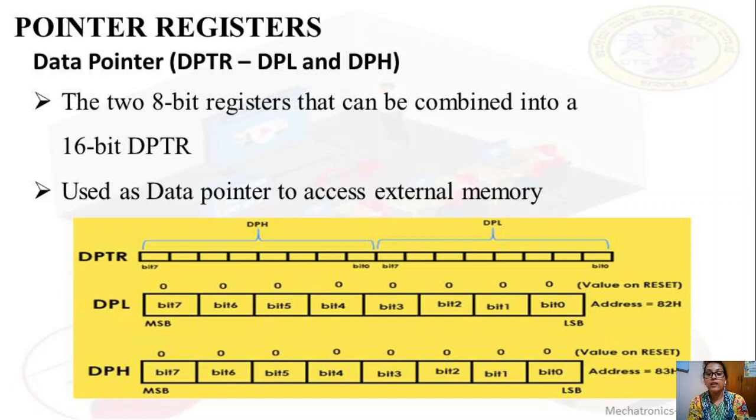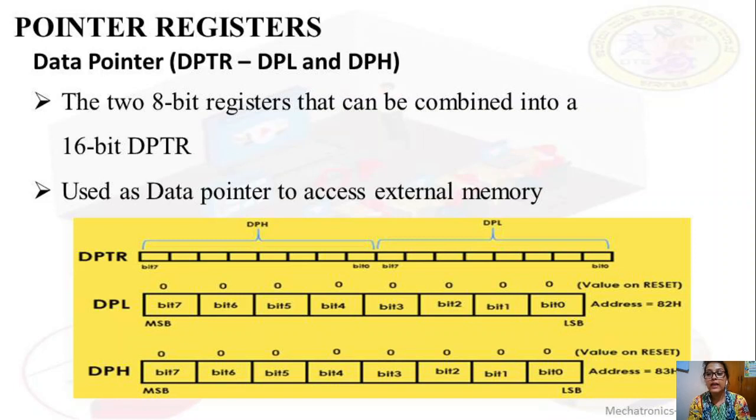The data pointer is a 16-bit register, and it is a physical combination of data pointer lower and data pointer higher, that is, DPL and DPH. DPL is 8-bit, DPH is 8-bit, so totally DPTR is a 16-bit register. These two 8-bit registers, DPL and DPH, physically combine together to form DPTR. DPTR doesn't have any physical memory. DPTR means lower 8 bits for DPL and upper 8 bits for DPH.